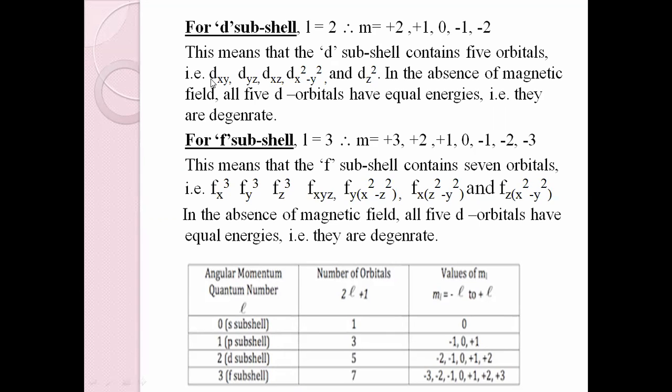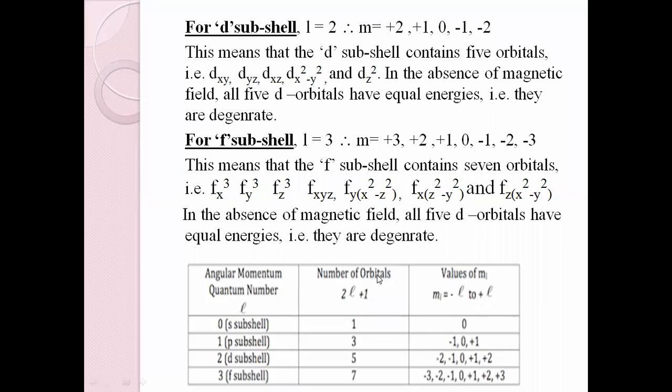And how are they written? What are the names of these 5 d orbitals? dxy, dyz, dxz, dx square minus y square, and dz square. So these are the different orientations of these 5 d orbitals.